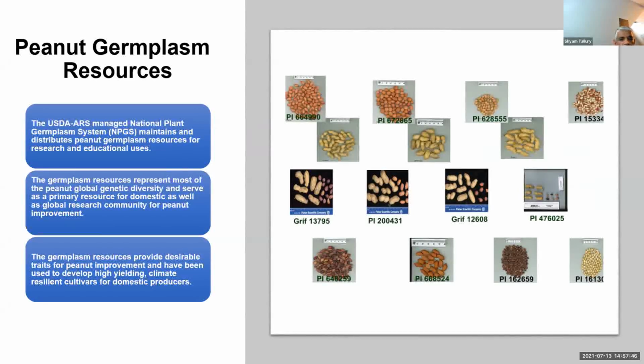So it represents a large global genetic diversity and is the primary source for the domestic as well as international research community for peanut improvement. These germplasm resources have provided several useful traits for peanut improvement. Many of the breeding programs in the US have used these germplasm resources to develop high-yielding, climate-resilient cultivars for domestic production.